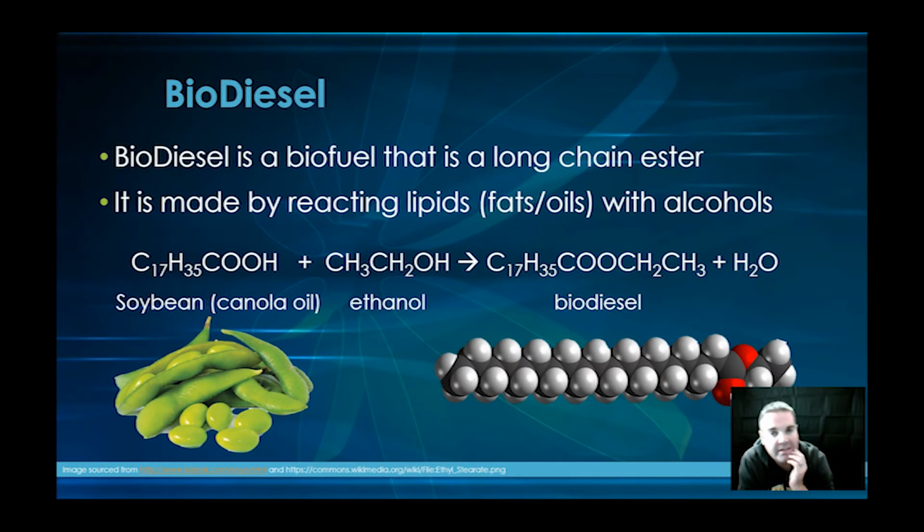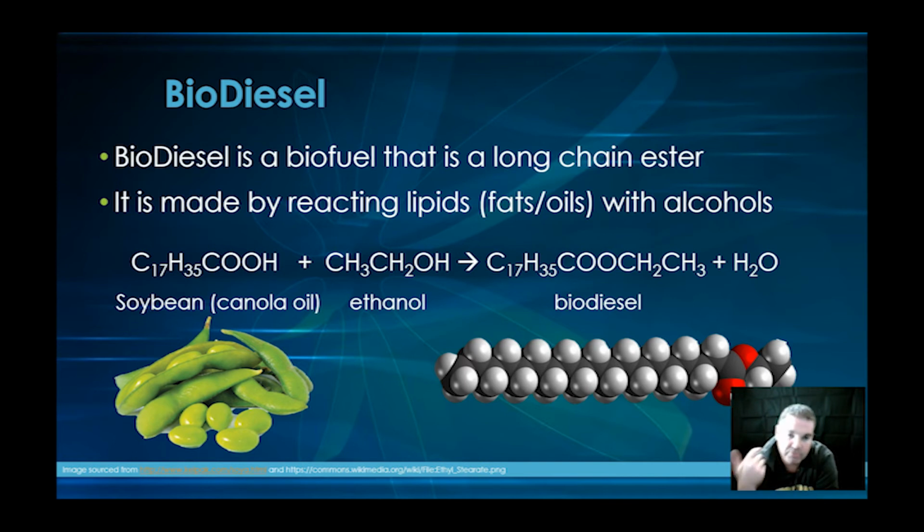Now, biodiesel, on the other hand, is a little bit different. We still make it from plants, but it's a long-chain ester. So if you've had a look at the organic section again, you're probably a bit familiar with esters. Basically you take fatty acids, so long carbon chain carboxylic acids, triglycerides, and you react that with an alcohol. In triglycerides, we took propane 1,2,3 triol, and we reacted that with a fatty acid to get a triglyceride.